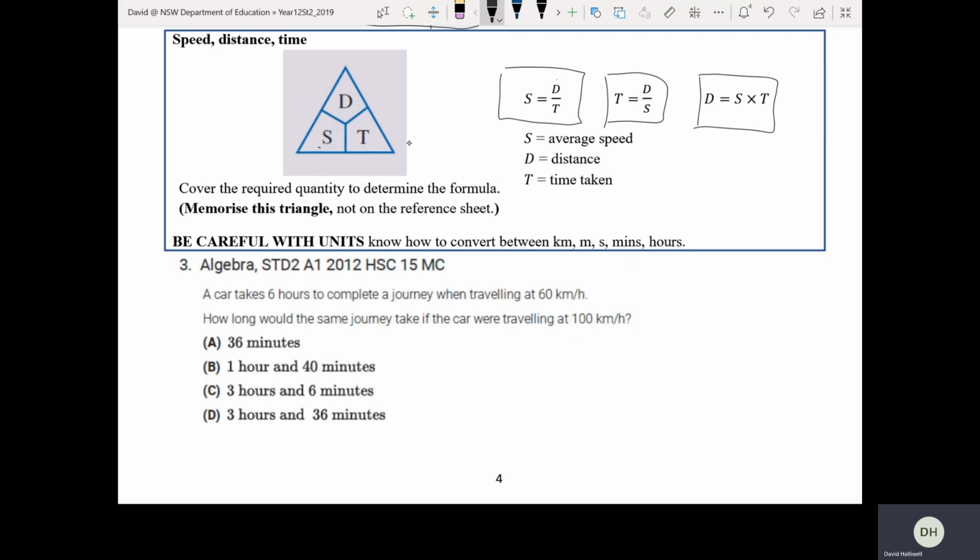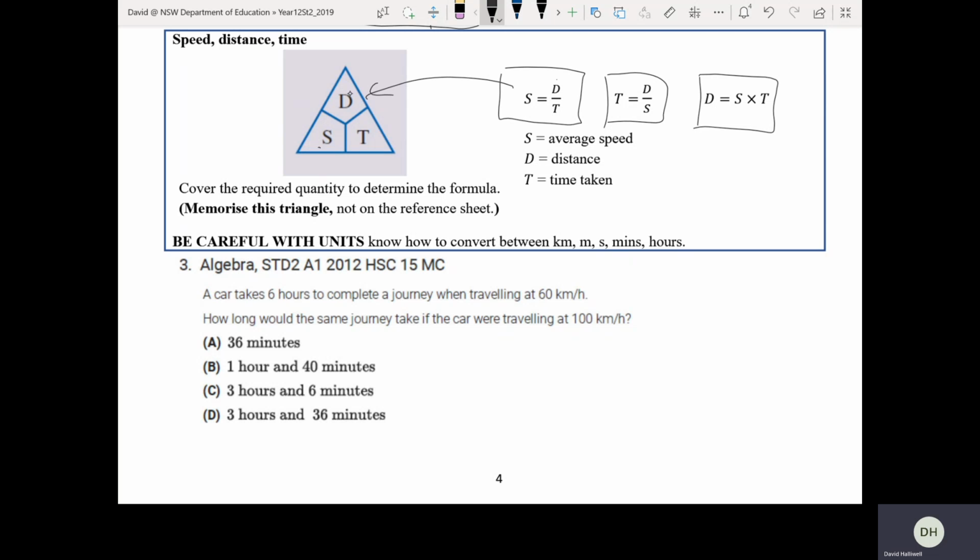Once you remember speed is distance over time, you can draw this triangle out, and that helps you remember the other two. Or you can simply rearrange to get the other two. So speed is distance over time. Speed's like the bottom left there. Distance is at the top, and time's like the bottom right. So that's how you can get from there to this triangle.